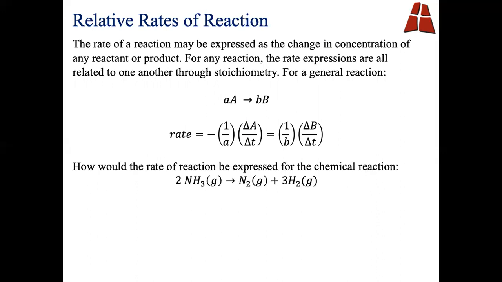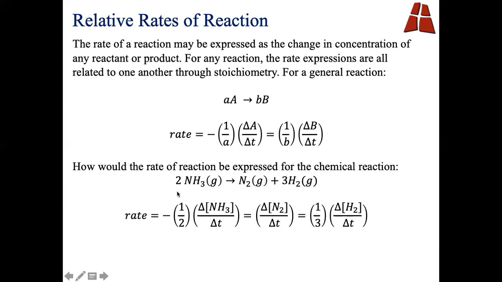Okay. So here's a chemical reaction where we have 2 NH3 producing N2 and 3 H2. And this is a chemical reaction. So if you want to pause the video, you can think about how this rate of reaction would be expressed based on what we just talked about. And if you want to pause it, you can, but I'm going to go on.